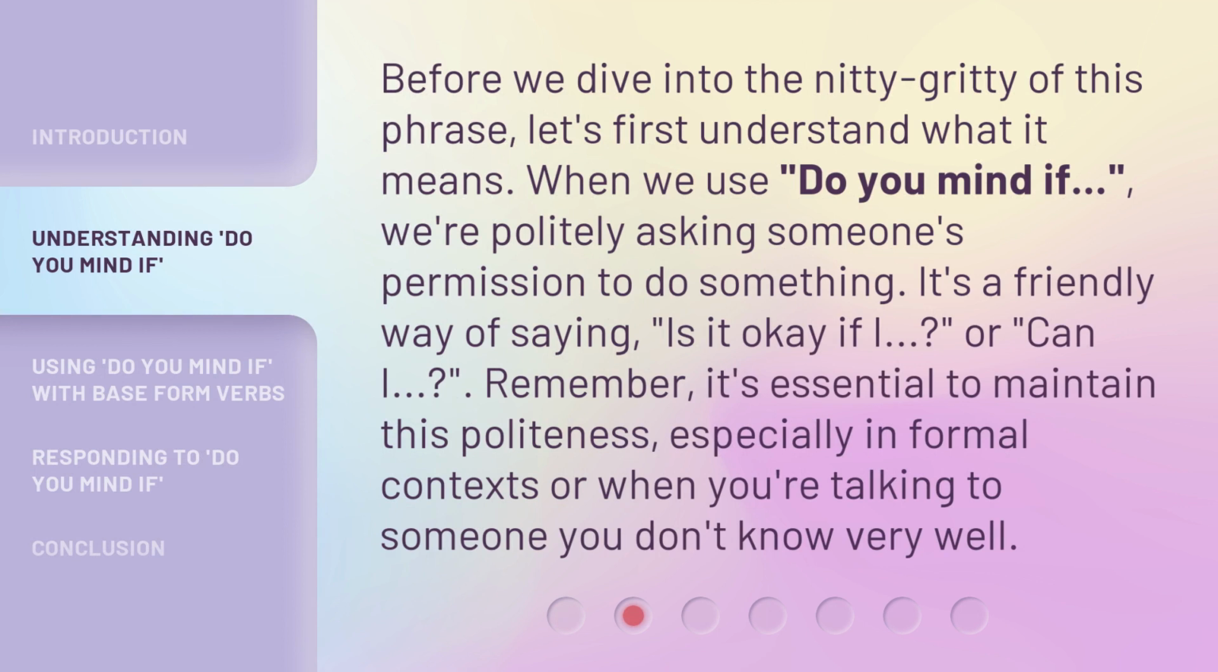Before we dive into the nitty-gritty of this phrase, let's first understand what it means. When we use "do you mind if," we're politely asking someone's permission to do something. It's a friendly way of saying, "Is it okay if I?" or "Can I?" Remember, it's essential to maintain this politeness, especially in formal contexts or when you're talking to someone you don't know very well.